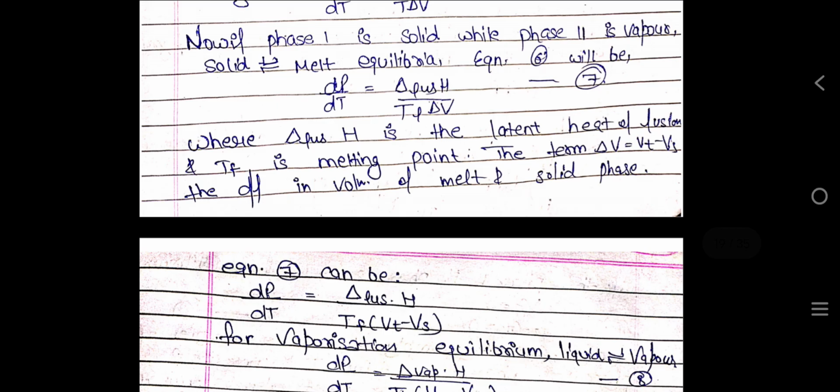Now if del H is the latent heat of phase transformation occurring at temperature T, the entropy change del s is equal to del H by T. After using the value of del s from equations 5 and 4, we get dP by dT is equal to del H by T del v. Now if phase 1 is liquid and phase 2 is vapor, we have vapor-liquid equilibrium; for solid and melt, solid-melt equilibrium.